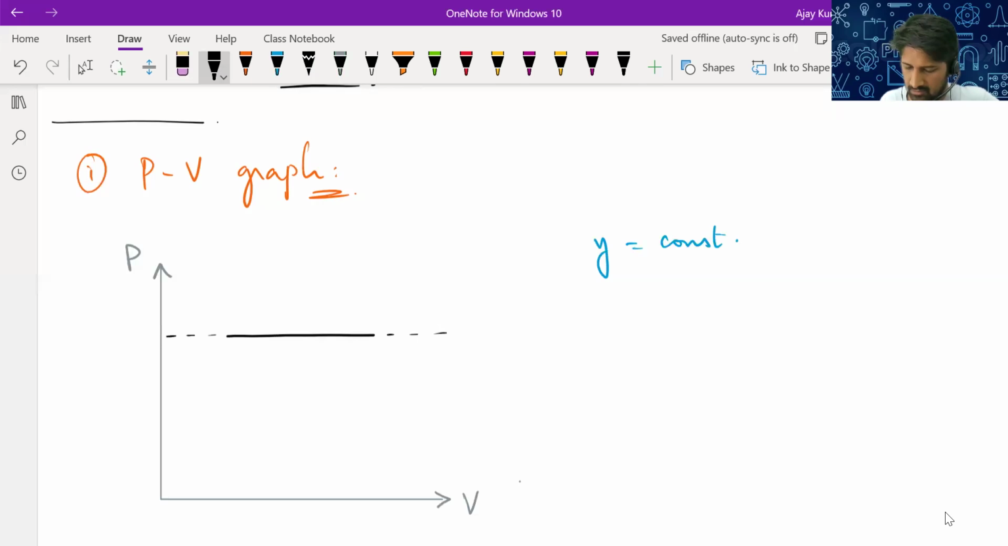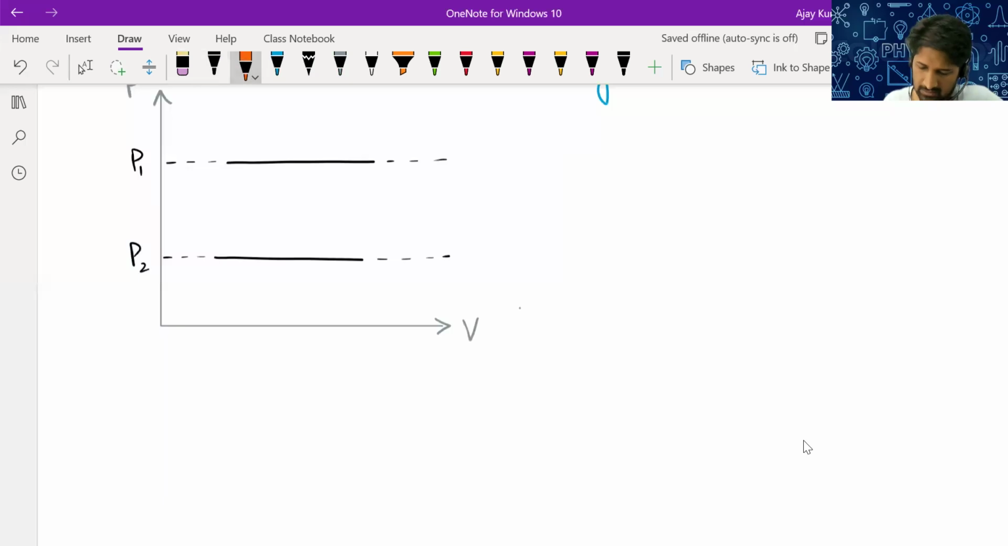Simple. So let's say this was carried out at a pressure P1. If you carry it out at a lower pressure, the graph will look like this. So it depends on how much pressure you are keeping the gas at while carrying out this process. This is how the PV graph will look. Simple. Next, pressure temperature graph.